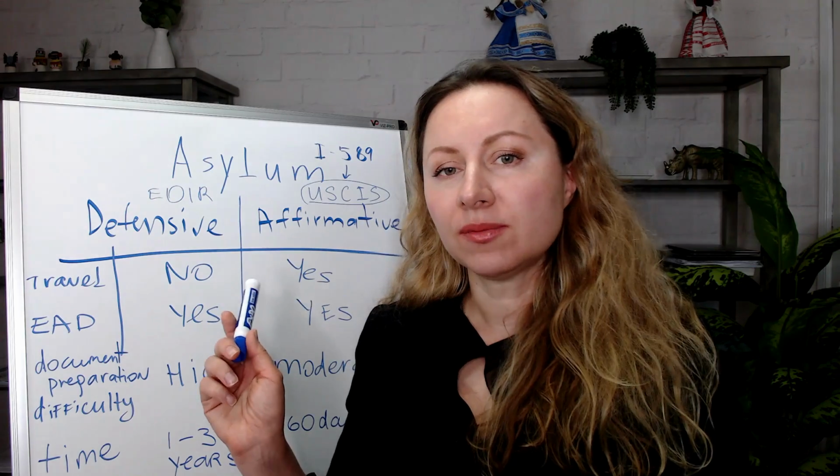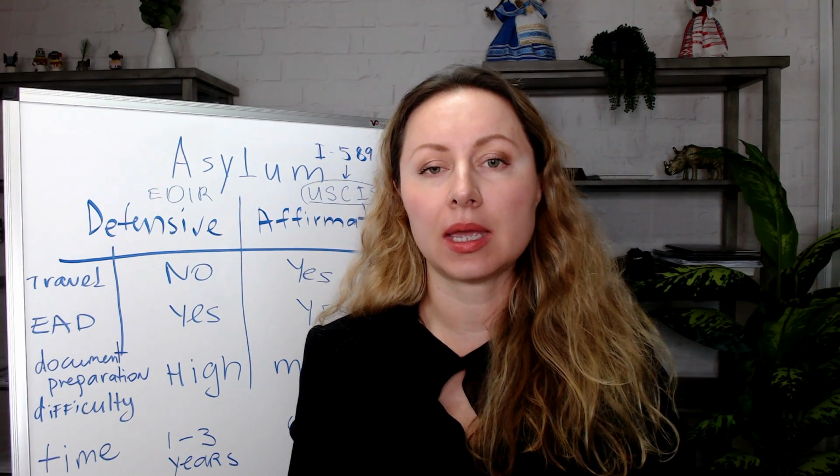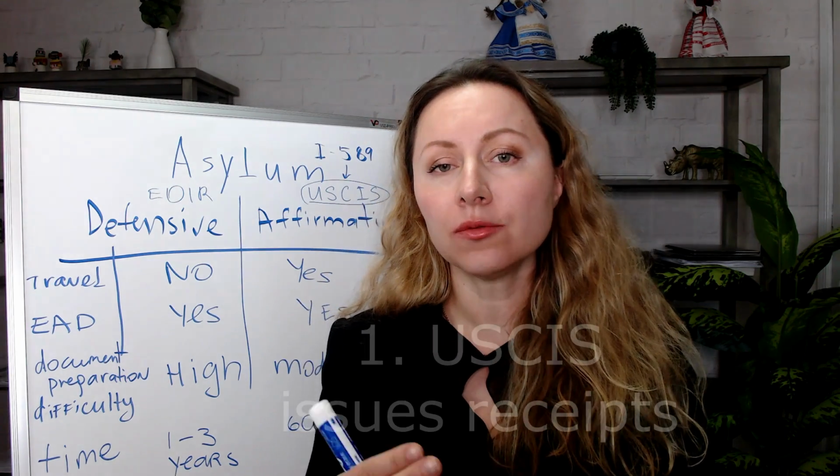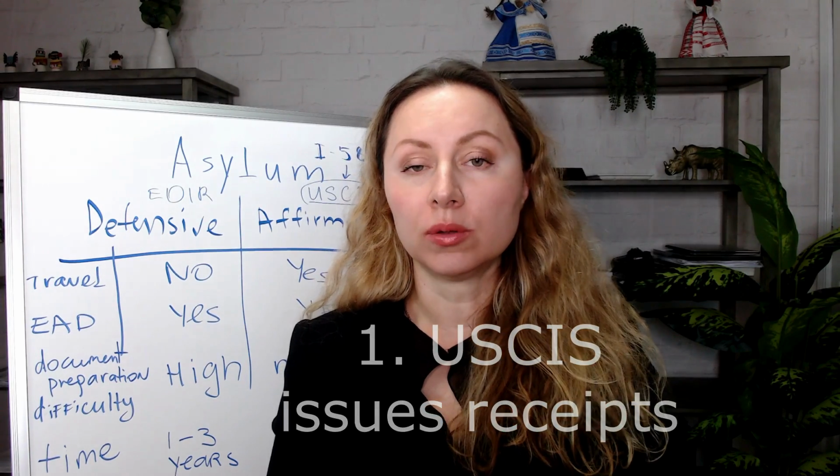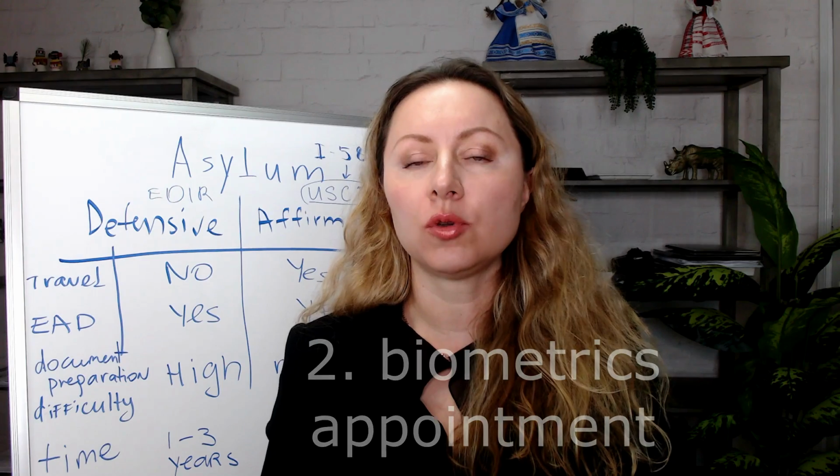I prefer paper filing. So affirmative asylum means that you're filing your application just like any other application for any other immigration benefit with USCIS, and then you sit and wait. First, you're going to be waiting for USCIS to issue receipts confirming that your application was accepted. Then you will be called for fingerprints, and after that, all you have to do is wait for your asylum interview. That's it.